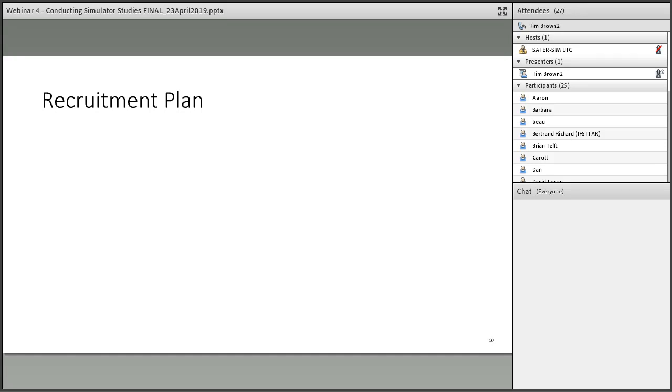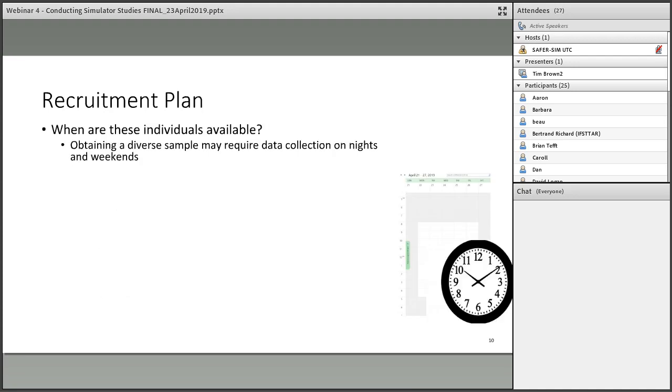So continuing with the recruitment plan, we also need to consider when our population is available, and it may differ by group you're trying to sample. Schedules are always complex. I know we'd like to collect data between 8 and 5. It's a very easy time for us as staff. It's when we're normally in the office, but it's also when some of our participants are in the office and not able to participate in research.